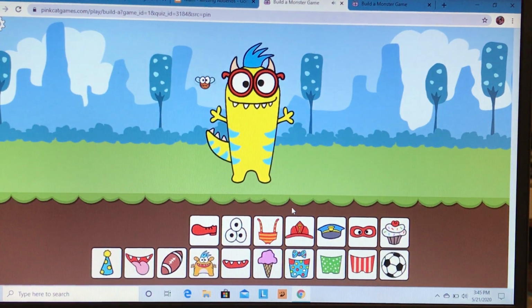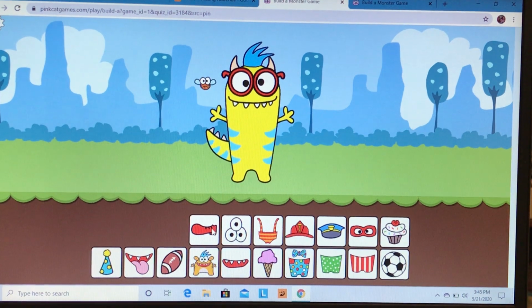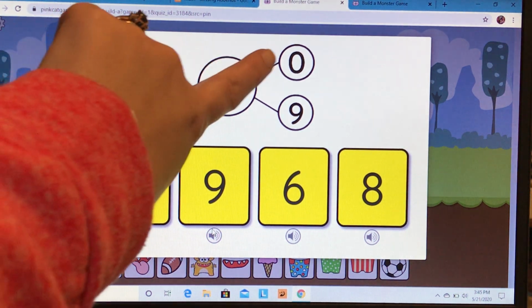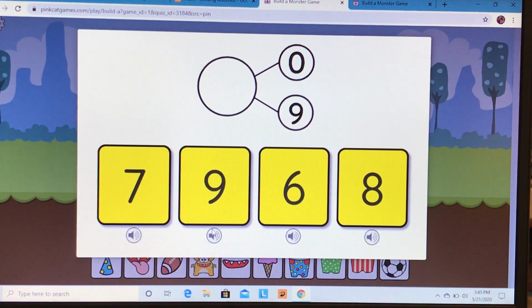All right, let's go for some shoes this time. We have 0 and 9. If you put those together, what does it make? Now, I'll give you a hint. This is an easy one. Anytime you see 0 added to a number, it makes the same number. So the answer is 9.